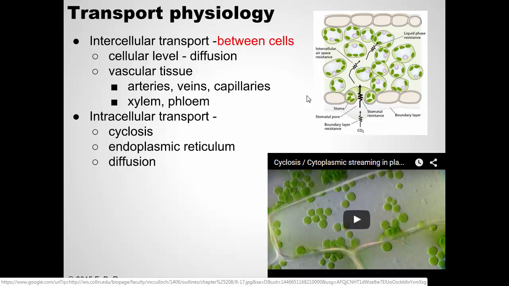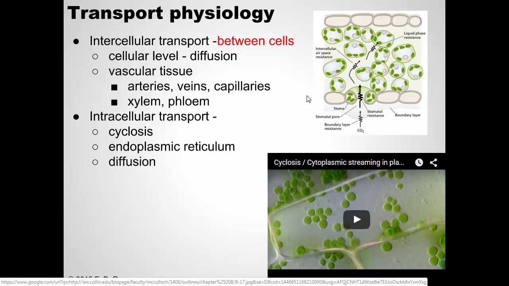If we talk about moving things in more complex organisms from cell to cell, the cellular level happens via diffusion, but in larger organisms, there are different types of vascular tissue. Arteries, veins, capillaries, which we find in animals, that can transport things from one area to another. In plants, we have the xylem and the phloem, vascular tissue, vascular bundles, okay, that can carry material from one part to another.